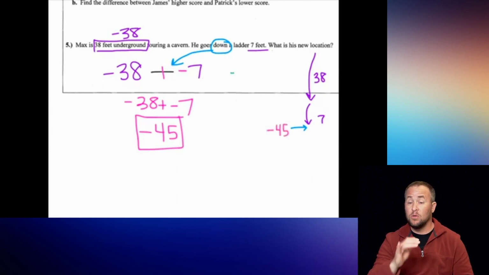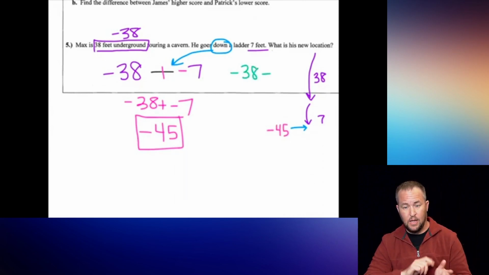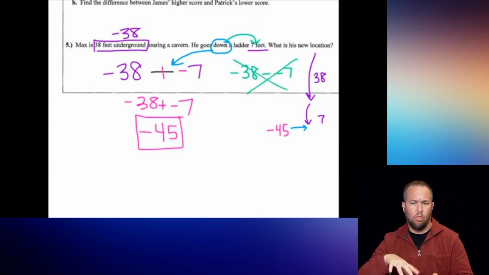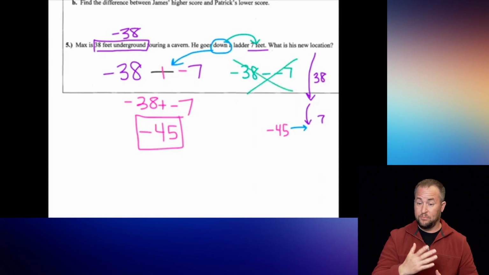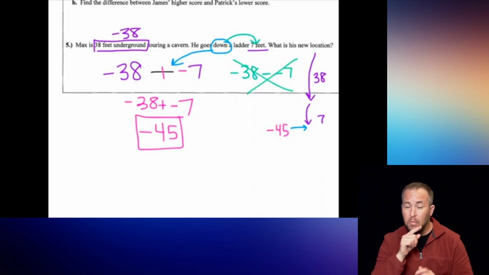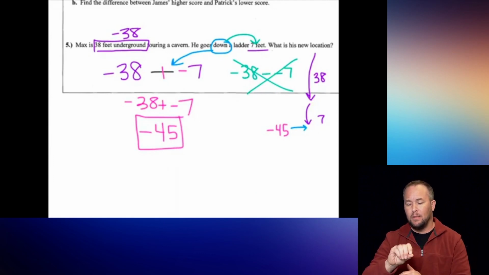If you would have said -38 minus, and then used the down with the 7 for -7, that would have totally thrown us off. That is bad. So hopefully you feel good here. You would say Max's new location is 45 feet underground. Remember, we do not say -45 feet underground because that's like a double negative. So you would just say 45 feet below the ground.